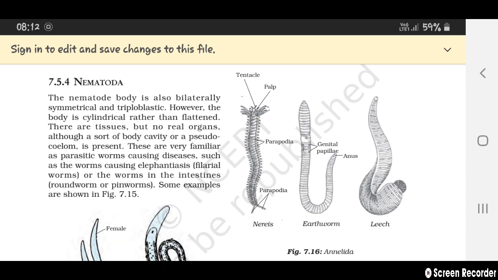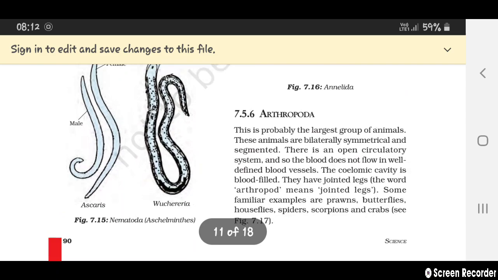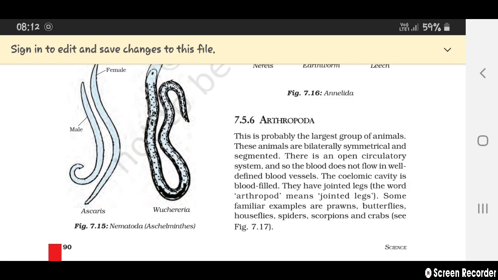Some examples are like this. Some examples for nematoda are Ascaris and Wuchereria. So these are some of the examples for nematoda.